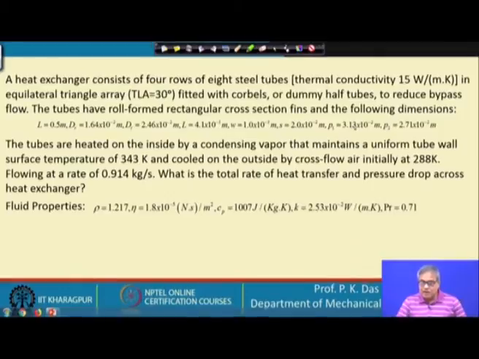Please consult our earlier diagram, there you will get P1. P1 is actually a direction normal to the direction of flow, and P2 is in the direction of flow. The tubes are heated on the inside by condensing vapor that maintains a uniform tube wall surface temperature of 343 K and cooled on the outside by cross flow of air initially at 288 K, flowing at the rate of 0.914 kg per second. What is the total rate of heat transfer and pressure drop across the heat exchanger?